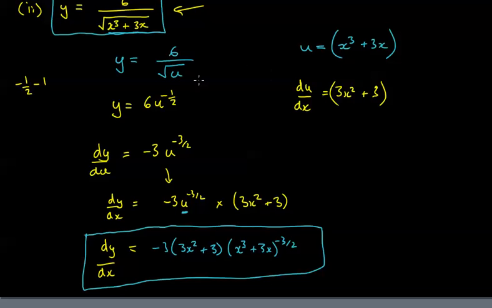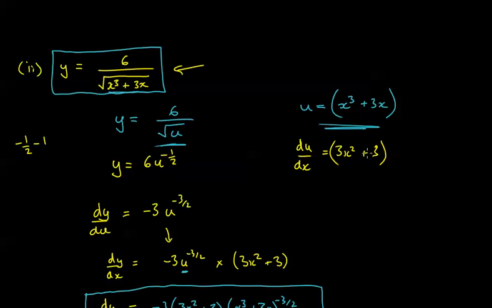But it's all about getting the two functions here correct first, because what you don't want to do is too much work for yourself. So I could have done 6 over u and then let u equal the square root of x cubed plus 3x, but then that would require more work. So this reduces the amount of work you have to do.